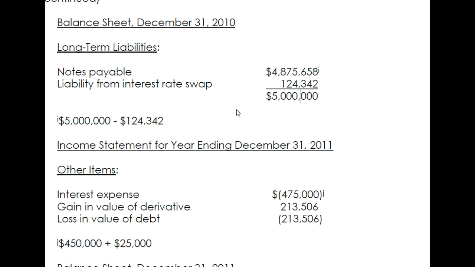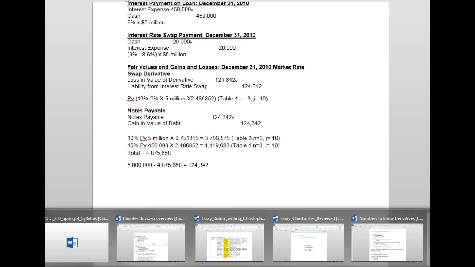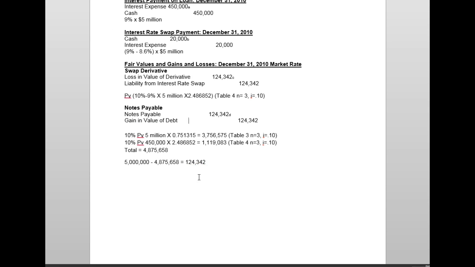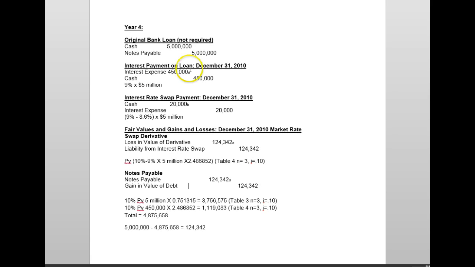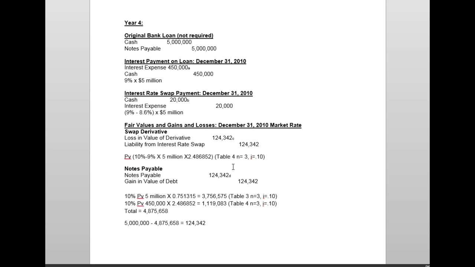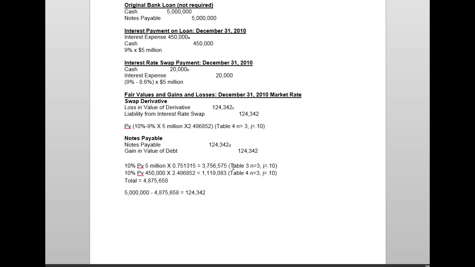So the two counterbalance each other. Let's go back and go to the next year. Does that kind of make sense? Basically what you've done is you have turned this whole thing into a variable rate. Sometimes it's good and sometimes it's bad, which will, not so bad.